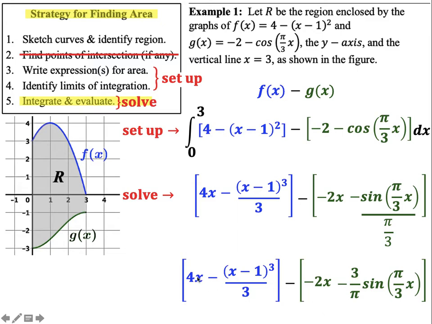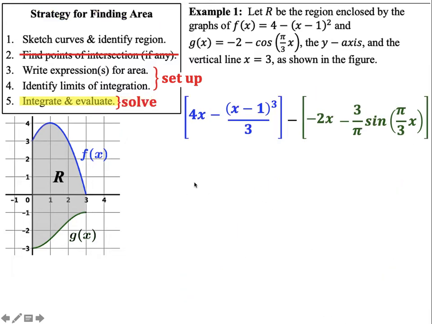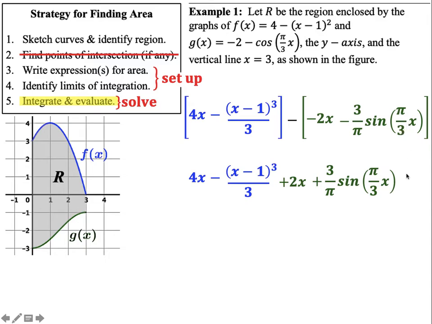Okay, so I'm going to change screens now, and this is going to appear at the top of the screen. There it is. Nothing changed there, though. So I'm going to keep cleaning this up a little bit. I think I'm distributing the minus sign here. So I got a plus 2x, and I got a plus 3 over pi sine pi over 3x. Now I'm going to slap on those limits of integration. Now we can go ahead and process the upper and the lower limits.